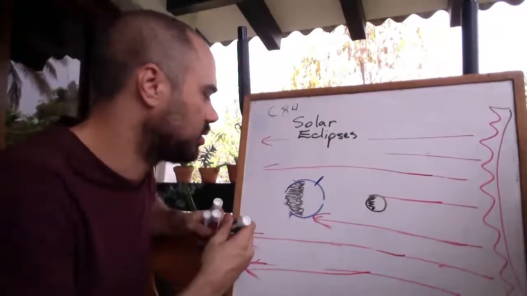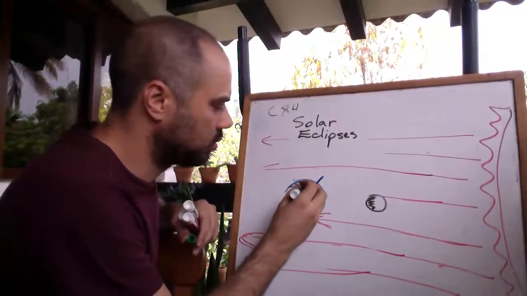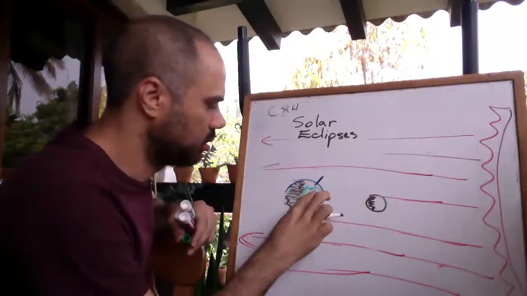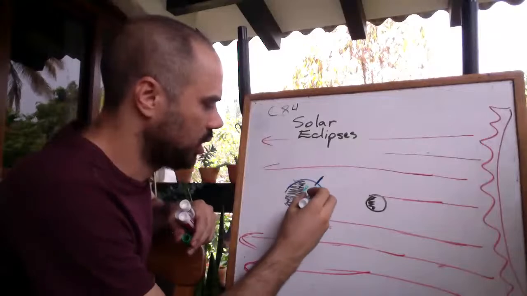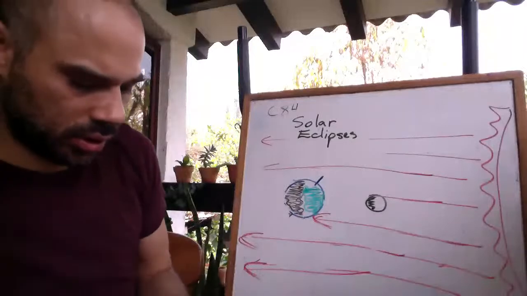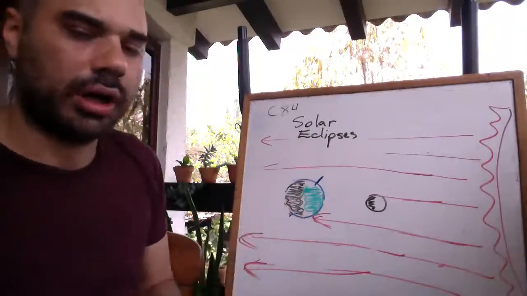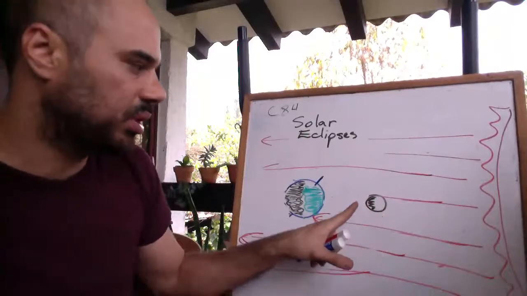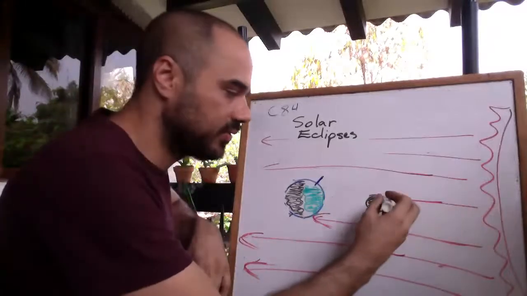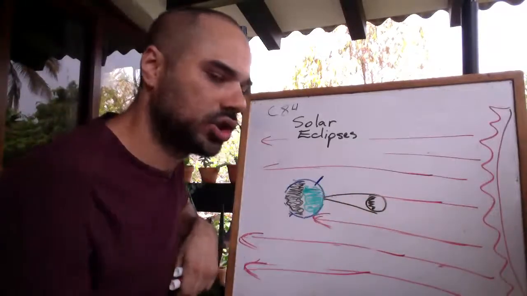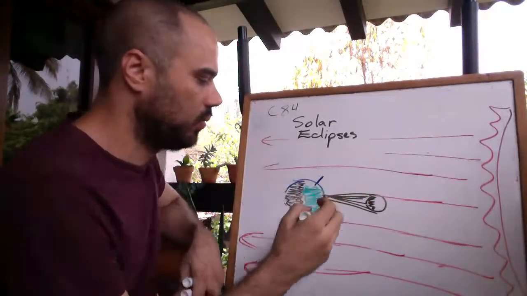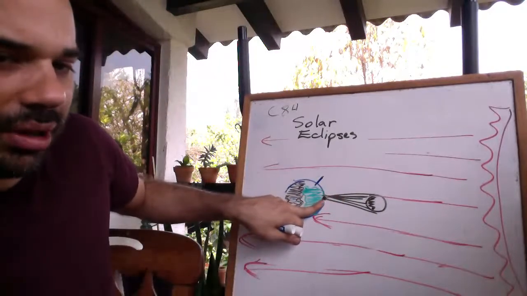So let me make some continents here. So this is a continent, people. Okay, so we have a continent here. So what's going to happen in a solar eclipse? The moon gets between the light of the sun and the earth. So now it is the moon that is creating the shadow. But as you can see, the shadow is only created exactly in one place.